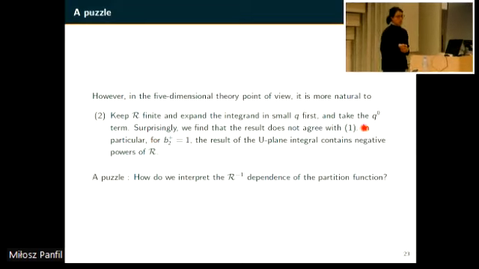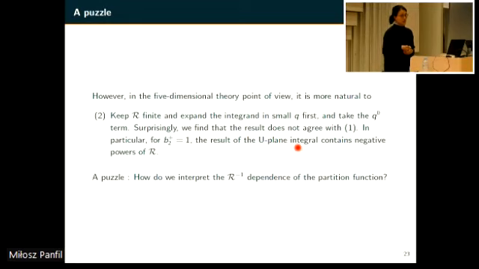So in particular, for P2 with plus equal to one, the result of this U-plane integral for the second approach seems to contain negative powers of R. Okay, so this raises a puzzle. How do we interpret this negative R dependence of the partition function? So this is a puzzle that we haven't solved yet.